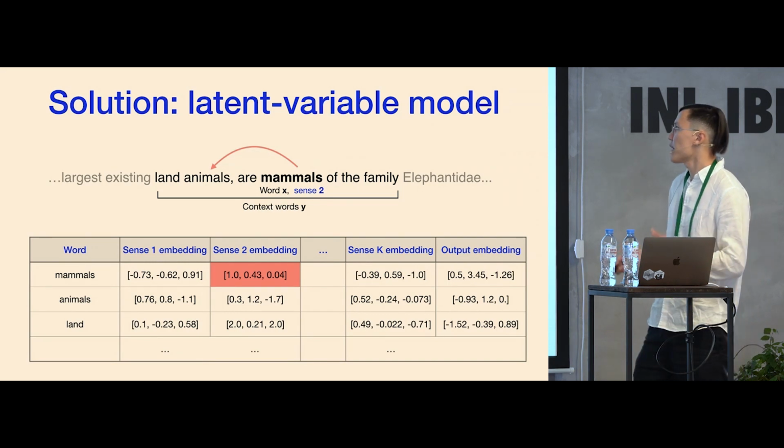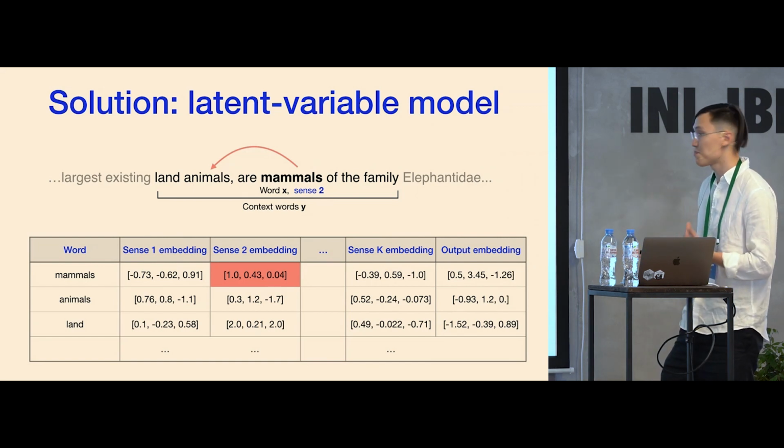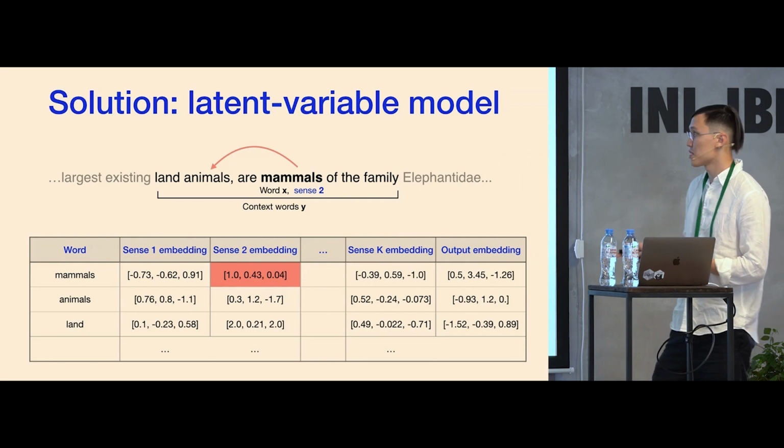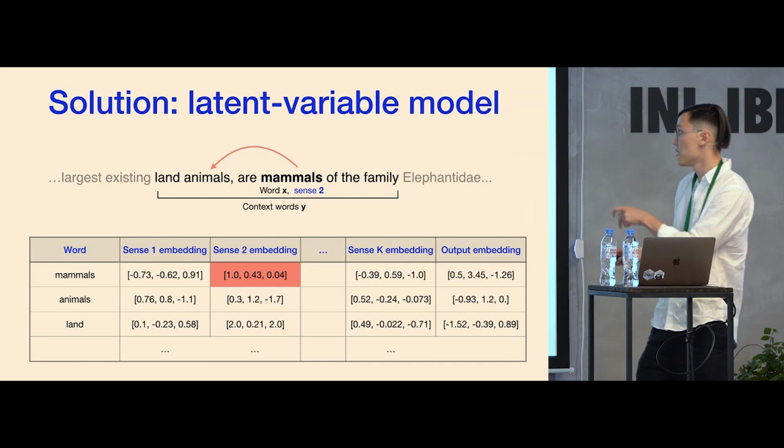And every time we want to make a prediction in the skipgram model, we will have to explicitly say which of the meanings we are using. So for example, we will have to use a specific vector from this table.